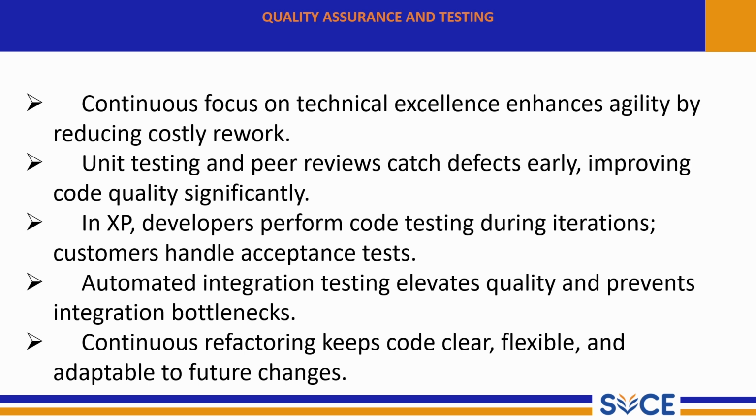Unit testing and peer reviews catch defects early, improving code quality significantly. Agile encourages writing unit tests to verify each small piece of code. Peer reviews allow team members to check each other's code. Both practices help find and fix bugs early before they grow into bigger problems.